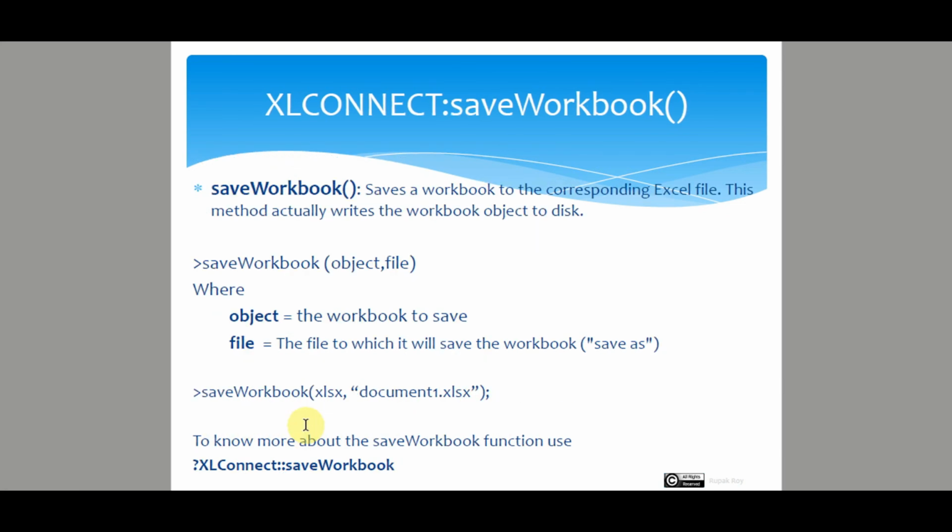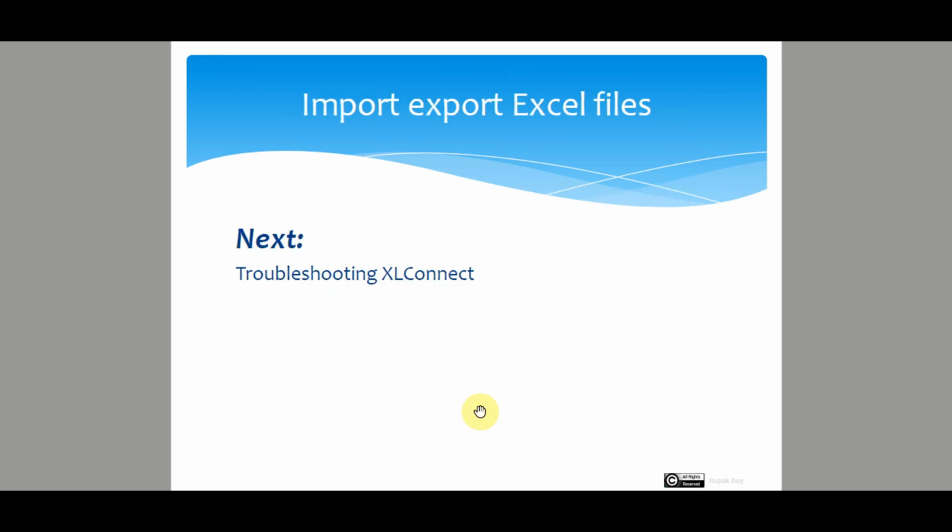Last is our saveWorkbook function that saves our workbook to the corresponding Excel file. This method actually writes the workbook object to disk. For example, saveWorkbook, object name XLSX, and then the file name to which it will save the workbook, similar to Save As in Microsoft Excel. Next we will see how to troubleshoot some common errors related to XLConnect.